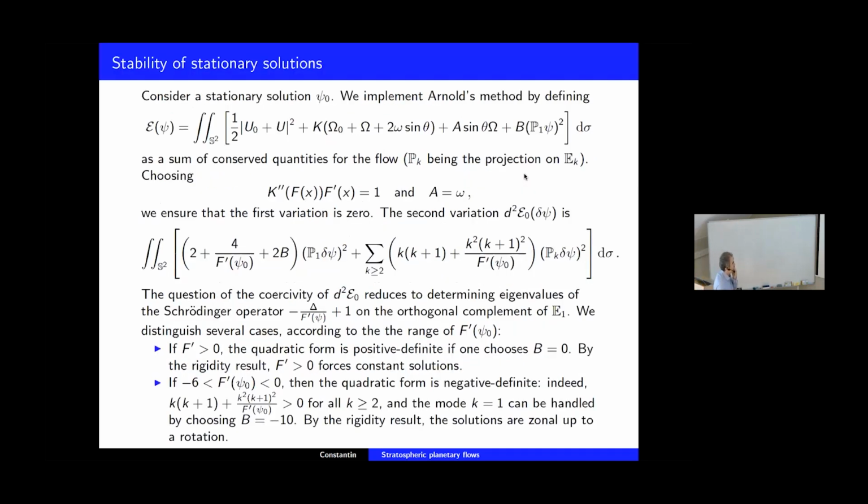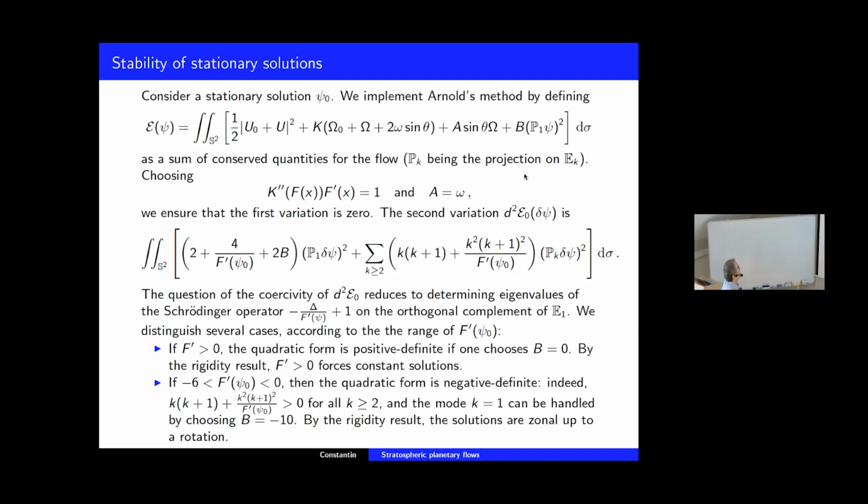So this result of Arnold is about zonal solutions. But what happens if you allow yourself to have a phi dependence, also on longitude? Well, you can try a similar thing. You take the first variation and the second, and this is the problem that you have. These P's are projections on eigenspaces of the Laplacian.